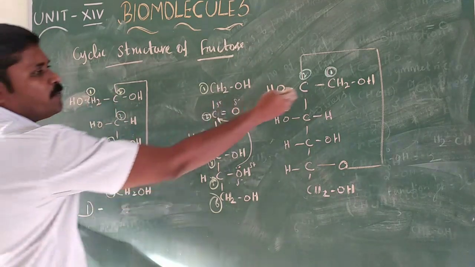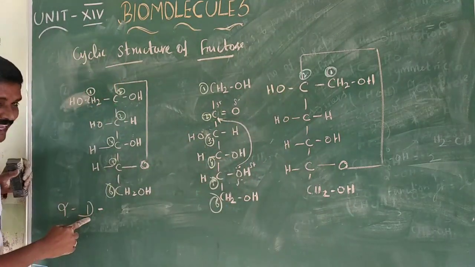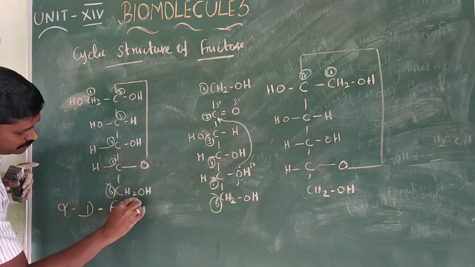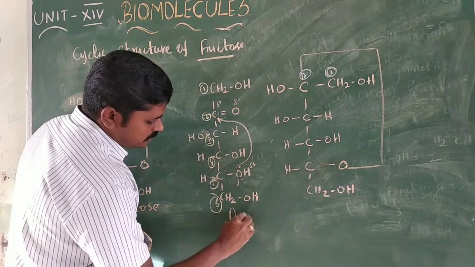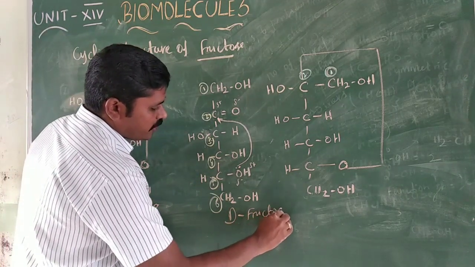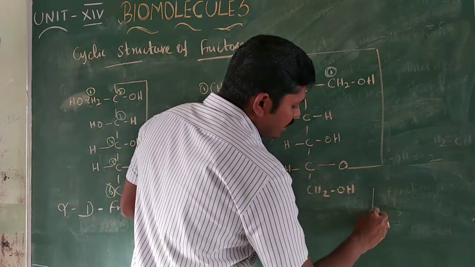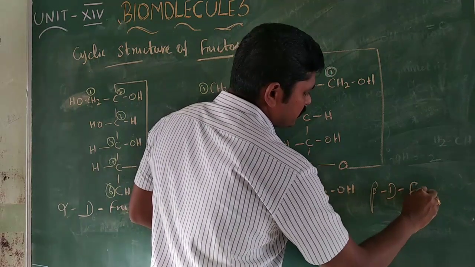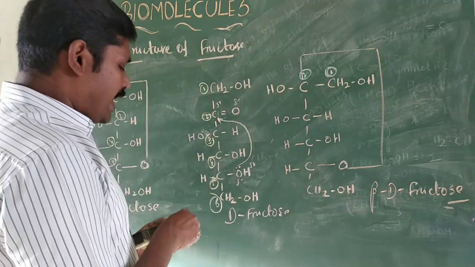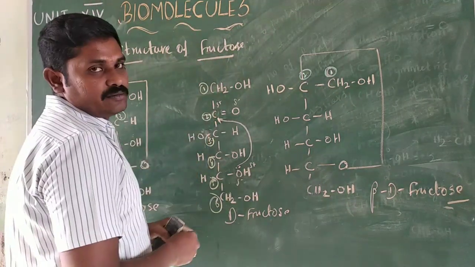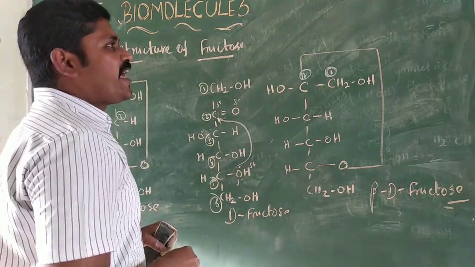Alpha anomer, beta anomeric section. Where the OH is attached to the left-hand side, it is beta. Alpha D fructose, so D fructose is the open chain structure, and beta D fructose is the cyclic form. This structure is the Fischer projection formula.